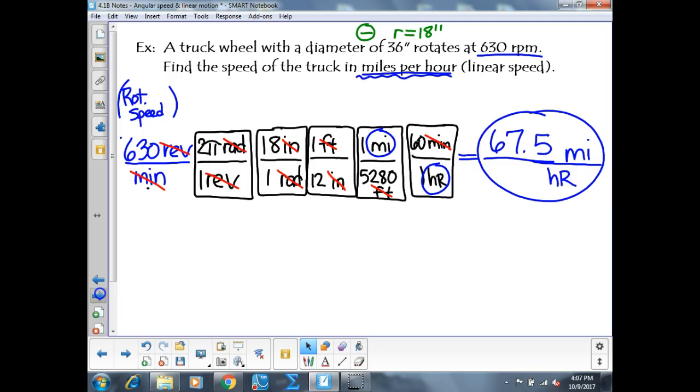Maybe you could even think about, well, what if I had a small car and the wheel was like a 24-inch wheel going at 630 RPMs? How would that affect my speed? Those are some things that we're going to do over the next few days.